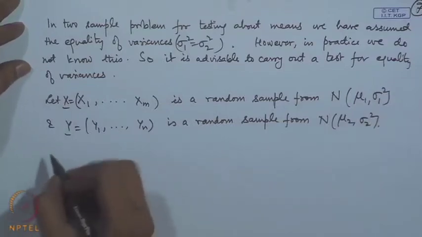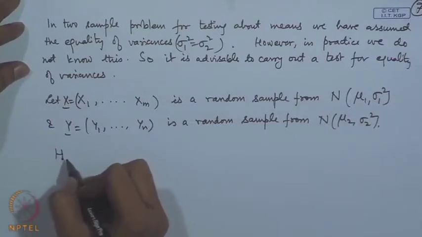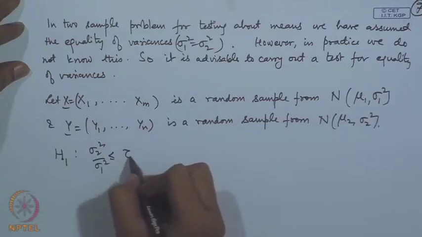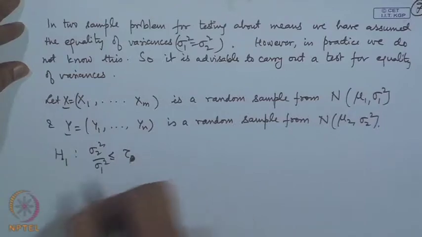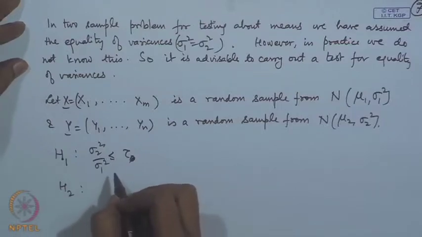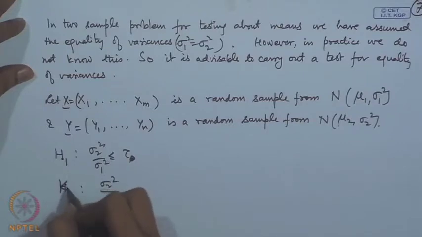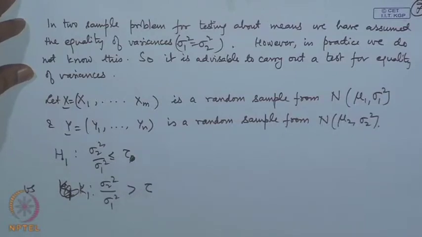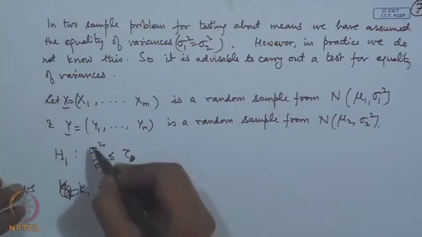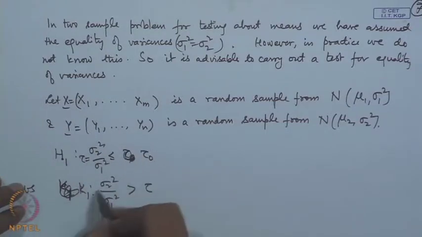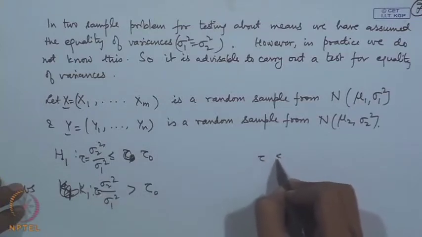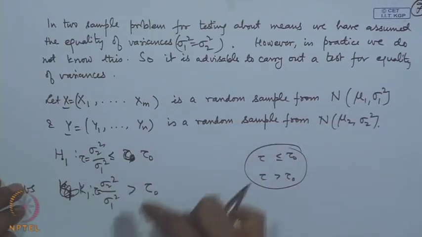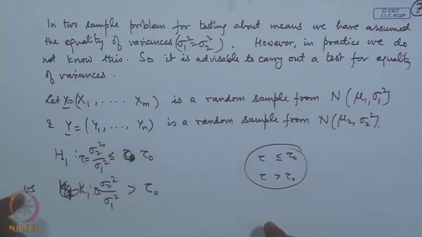For comparison of the variances, I consider the hypothesis of the nature, say H 1: sigma 2 square by sigma 1 square less than or equal to some number, say tau naught, and H 2, that is the alternative hypothesis: sigma 2 square by sigma 1 square is greater than tau naught. Let me call this ratio tau. So, we want to check whether tau is less than or equal to tau naught or tau is greater than tau naught. That means, my likelihood ratio, I will represent in terms of this ratio tau.